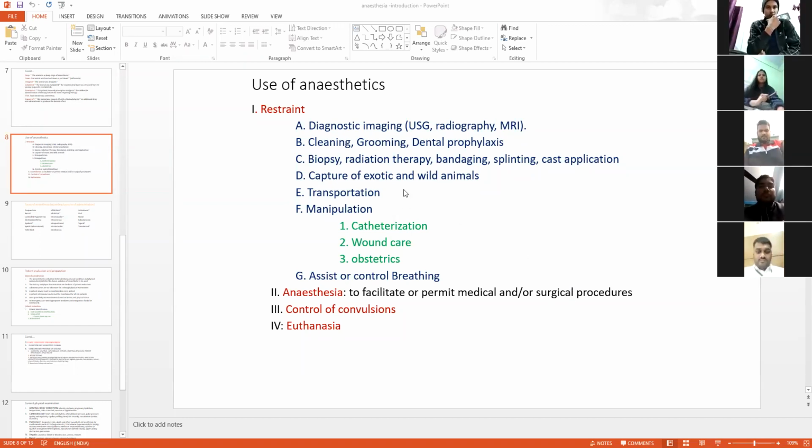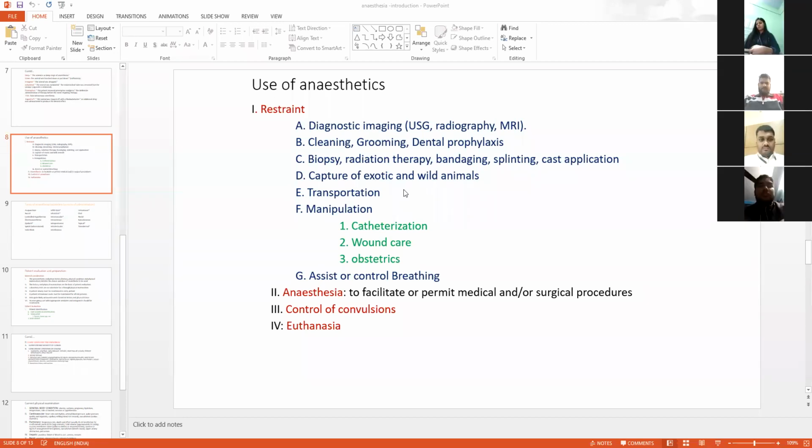Now, another discussion is the use of anesthetics. What is the requirement of anesthetics, and basically what are the different indications for anesthesia? Why do we require anesthesia, and why do we consider an anesthetic protocol in the case of animals?